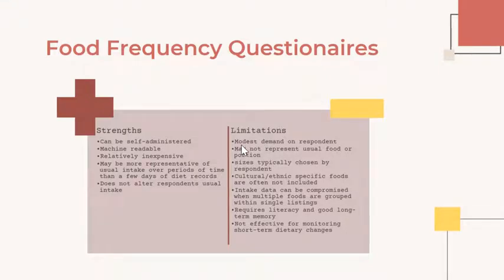And then for the limitations, it requires modest demand on the respondent. It may not represent usual food or portion sizes typically chosen by the respondent. Cultural and ethnic specific foods are often not included. Intake data can be compromised when multiple foods are grouped within a single listing. It requires some literacy and a good long-term memory. If your patient has a problem with memory, then it cannot be administered to him or her. It is not effective for monitoring short-term dietary changes, so this one is for the long-term.